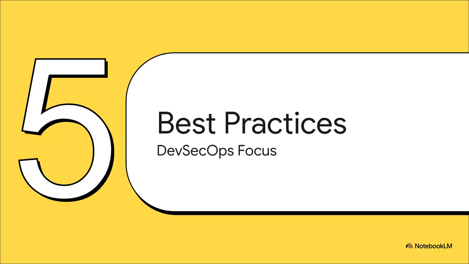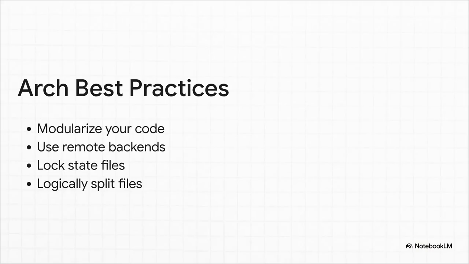Section 5, DevSecOps and Best Practices. Because we're treating our infrastructure as software now, we absolutely must apply rigorous software security standards. You should always modularize your code, and rather than keeping those sensitive state files locally on your laptop, store them in remote locked backends like AWS S3 or Consul to prevent team conflicts. Also, make sure you logically split your configuration files, like keeping your main.tf and variables.tf separate, just to keep your workflow super clean and manageable.